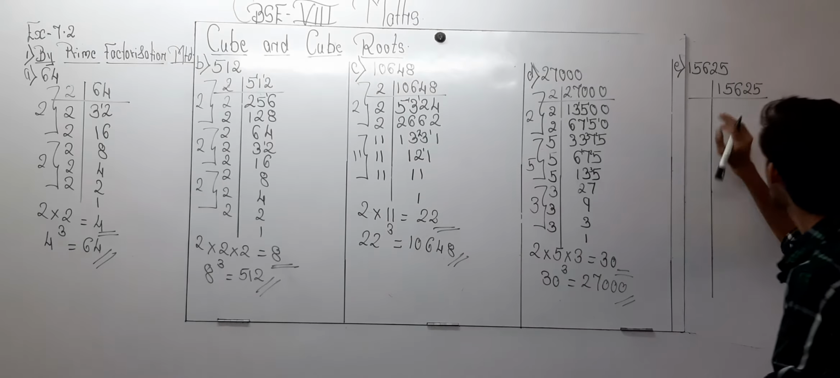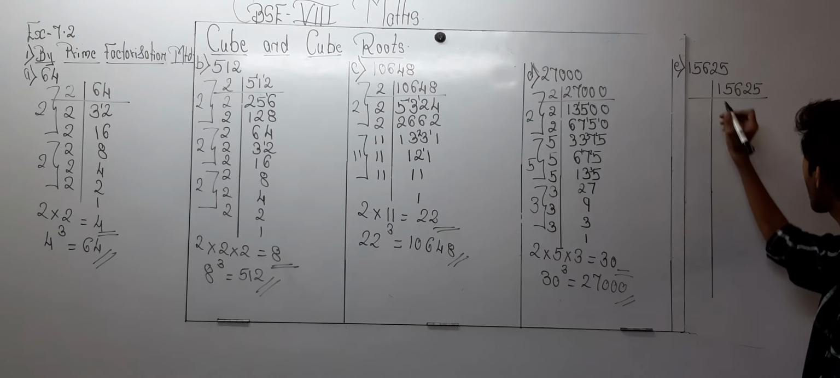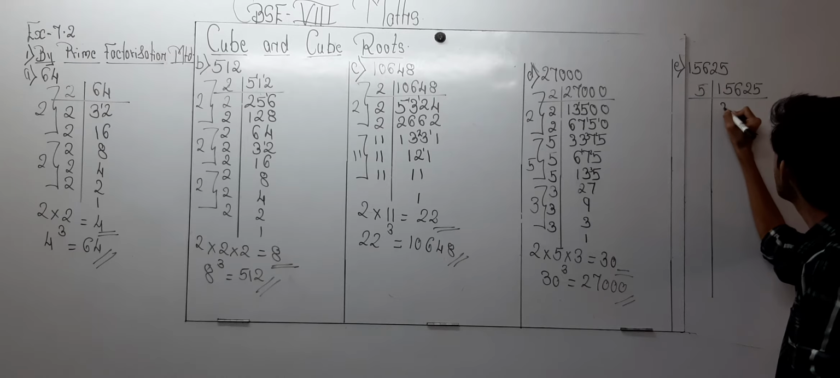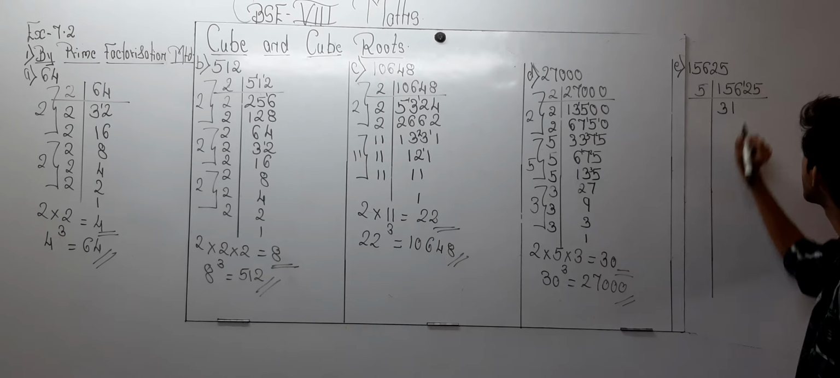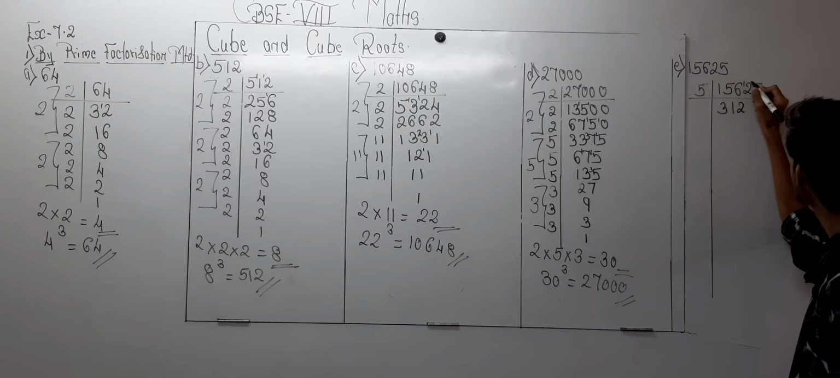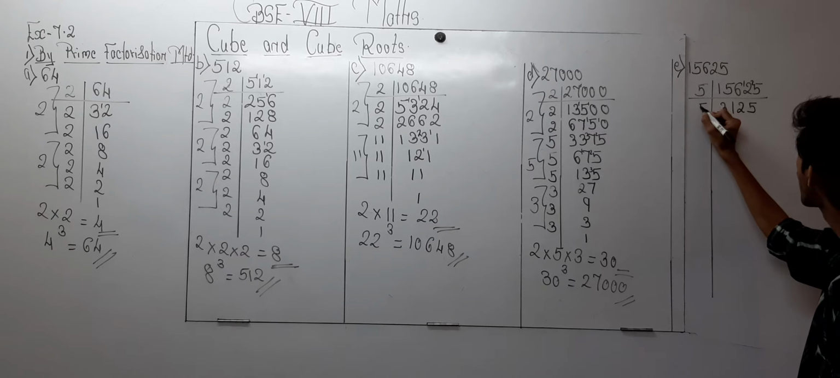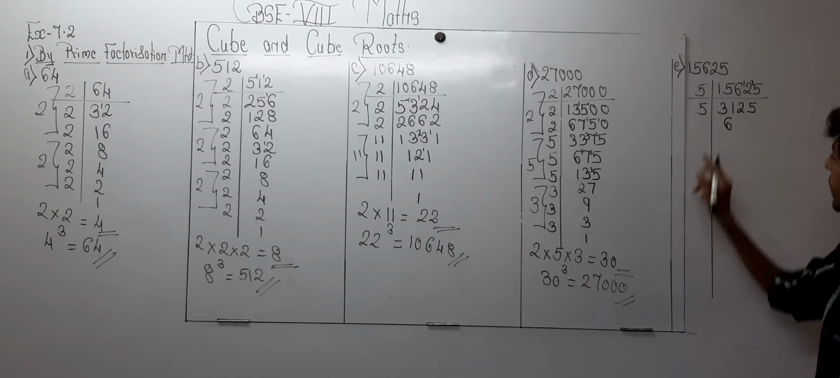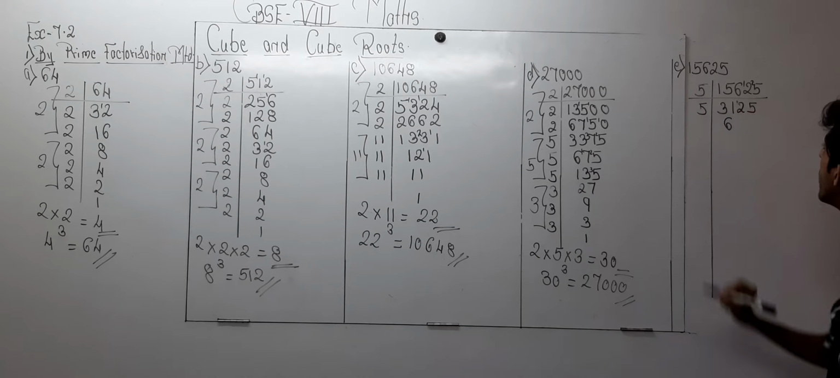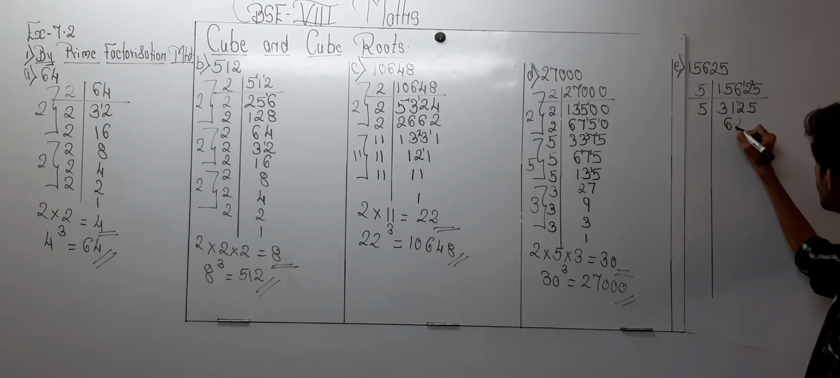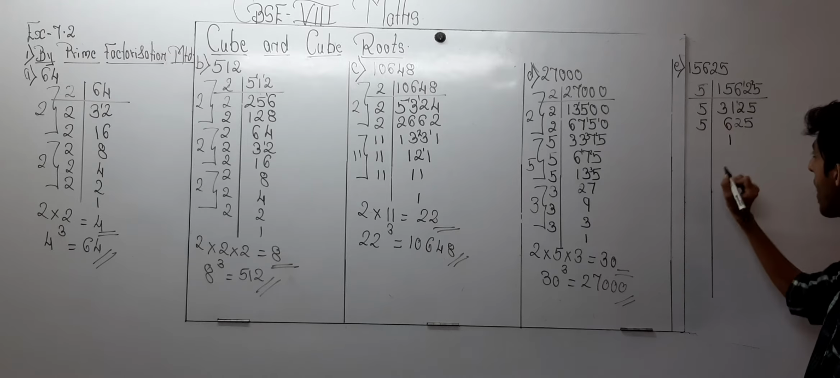Okay? Now over here 15625. So we will try with 5. 5 3s are 15, 5 1s are 5, 1 is remaining. 5 2s are 10 and 5 5s are 25. Now 3125. So over here 5 6s are 30, because in the 5 table 31 is not coming. So 5 6s are 30, 1 is remaining over here. 5 2s are 10 and 5 5s are 25. Now 5 1s are 5.